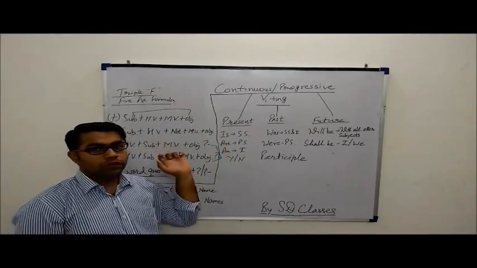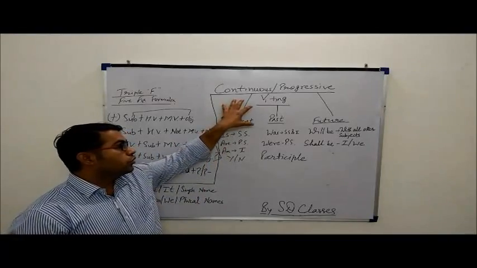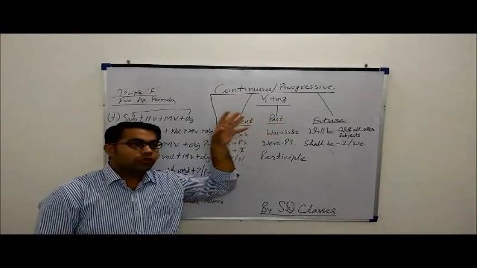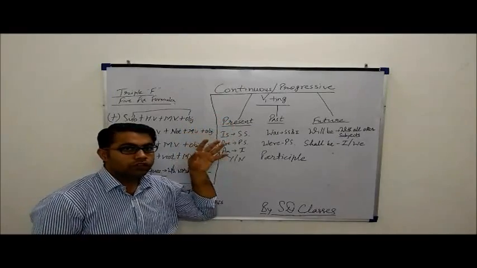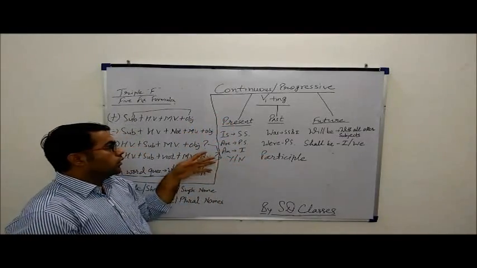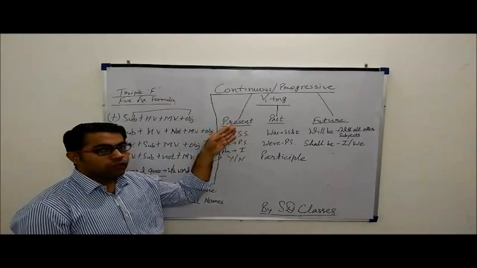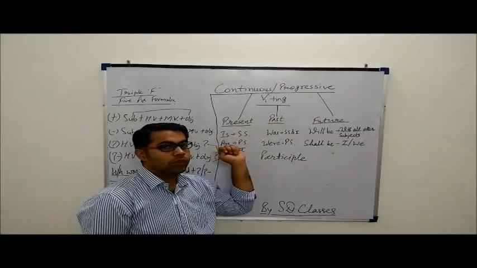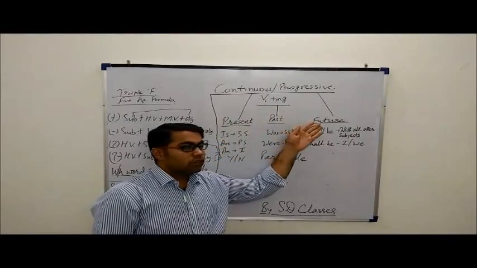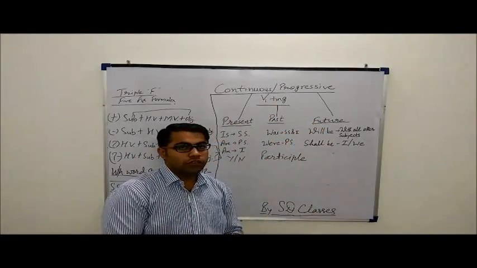As I told you in my previous video also, continuous means the work should be continued. We use this tense when we find that our work is continuously being done. If the work is continued in present, then we use present continuous. If the work was continued in past, then we use past continuous. If the work will be continued in future, then we use future continuous tense.